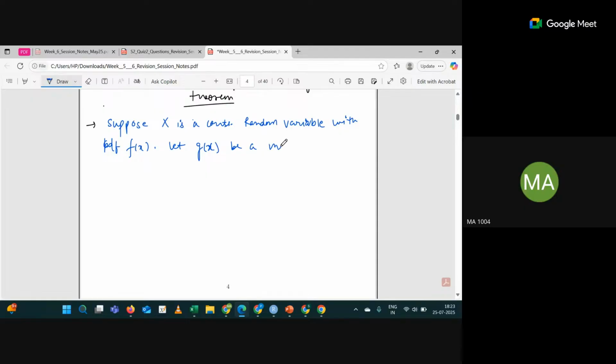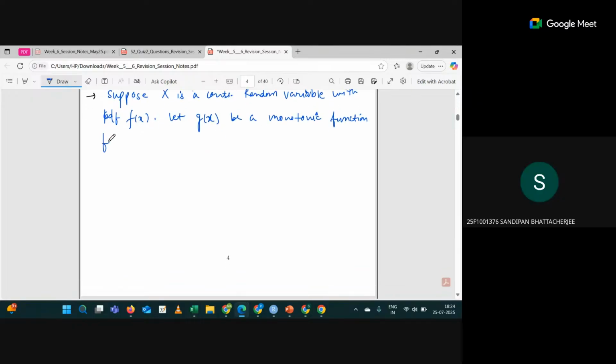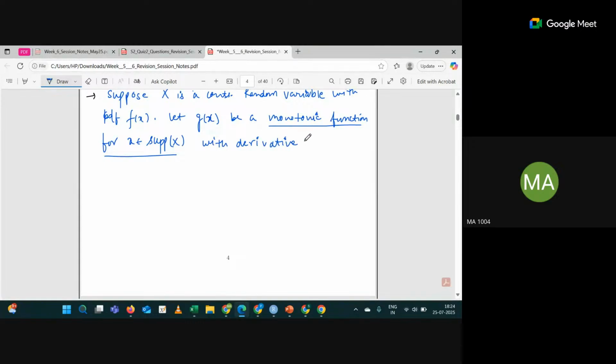monotonic function. What is a monotonic function, anyone? It's either strictly increasing or strictly decreasing. This g should be monotonic for the support of x, and it should also be differentiable. So these two things we have to check: g dash x, that is, the function g of x should be differentiable.